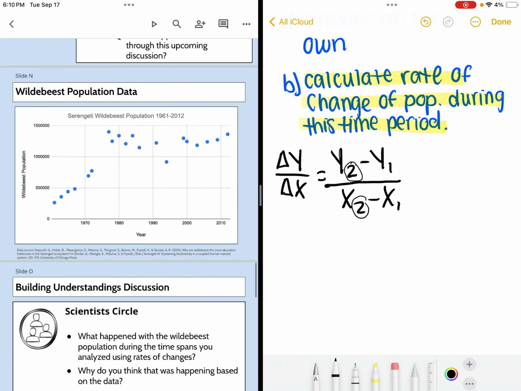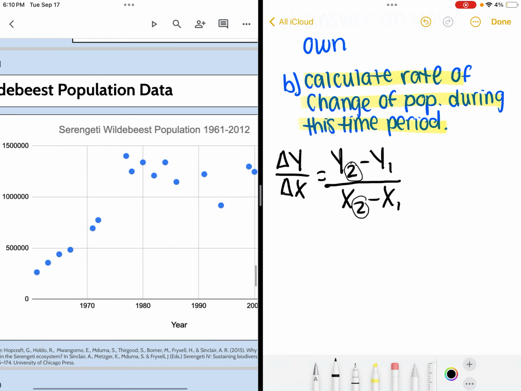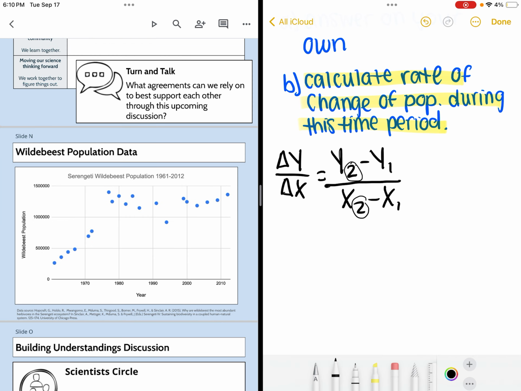So here's the graph that we've been looking at. We're going to look at the years 1960 and 1977. So year is on our x-axis. I'm going to write that down. Year is on our x-axis and population is on our y. So our second data point for x is going to be 1977. That's going to be our x2. Our x1, the first data point that we're looking at, 1960.